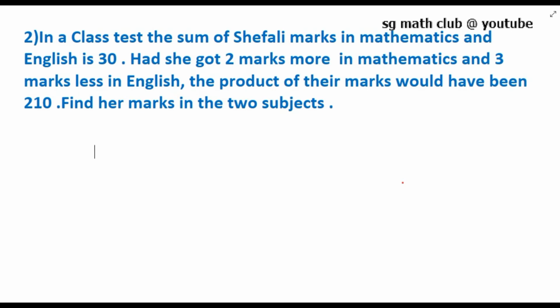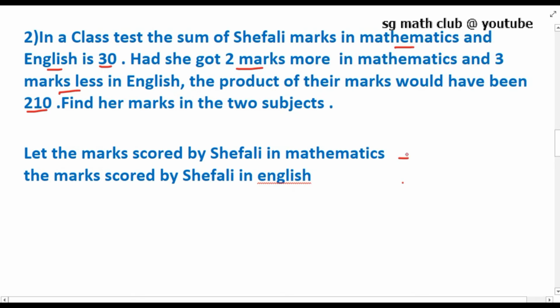Now the next question. In a class test, the sum of Shefali's marks in mathematics and English is 30. Had she got 2 marks more in mathematics and 3 marks less in English, the product of their marks would have been 210. Find her marks in the 2 subjects. So we can take the marks she got in maths as x. Then the marks she secured in English will be 30 minus x, because the total sum of marks in mathematics and English is 30. So let the marks scored by Shefali in mathematics be x, and in English it will be 30 minus x.